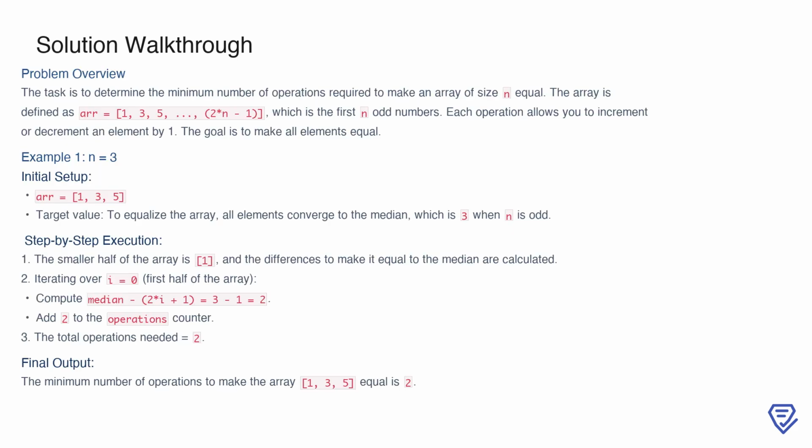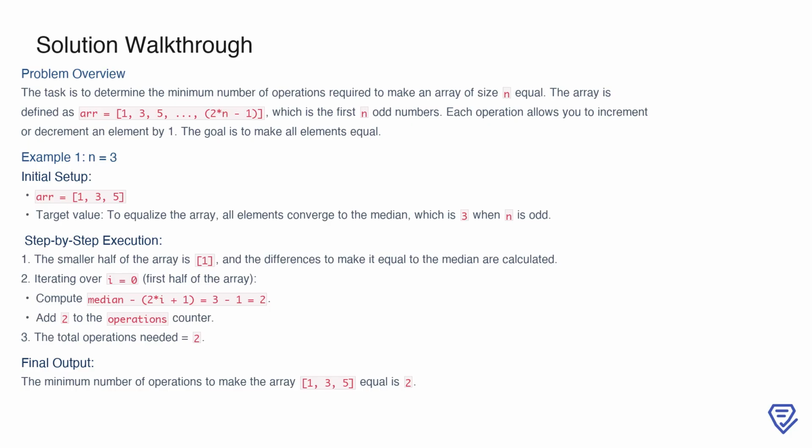To solve this problem, we need to calculate the minimum number of operations required to make all elements in the array equal. The array is defined as the first n odd numbers, ranging from 1 to 2*n-1. Since we can only increment or decrement an element by 1 in each operation, the most efficient way to equalize the array is to have all elements converge to the median.